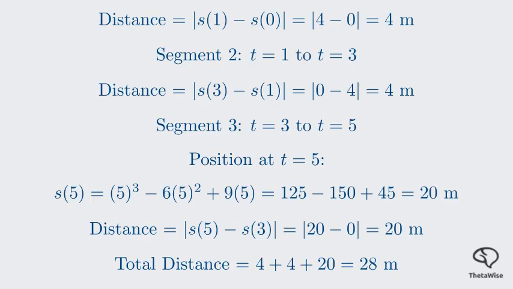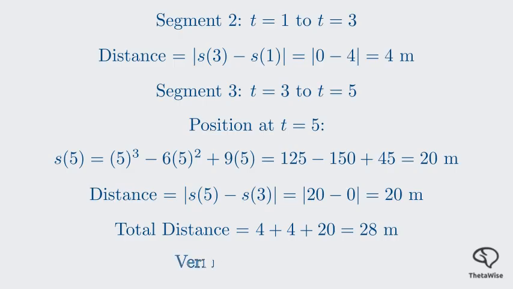This is a key takeaway. Total distance is the sum of all path lengths. Displacement is just the straight line distance from the start to the end. In this case, the total distance was 28 meters, but the displacement from t = 0 to t = 5 was just s of 5 minus s of 0, which is 20 meters. By breaking the motion into segments where the velocity sign was constant, we were able to calculate the correct total distance. Our result matches the memo.